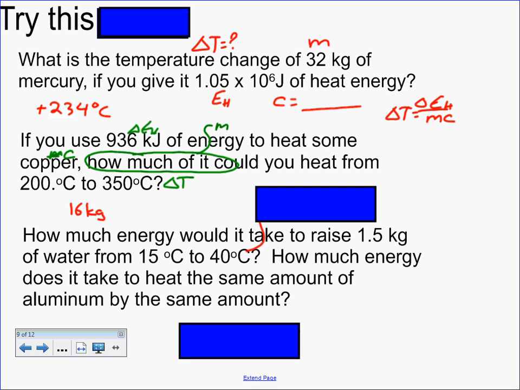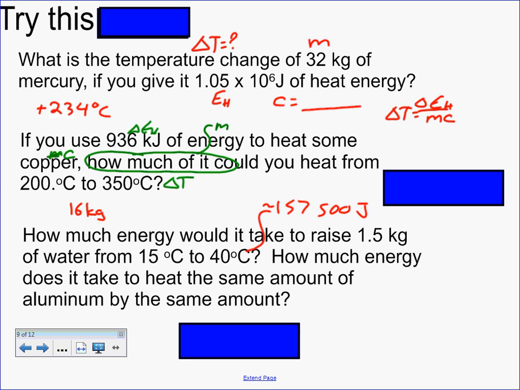Pause. Try this again if you're not comfortable. And here we go. Water from 15 to 40 degrees Celsius. 1.5 kilograms. 157,000 joules. Now take a quick look at the difference in heat energy there. 25 degrees isn't a very big temperature change, but it's a huge amount of energy for it.